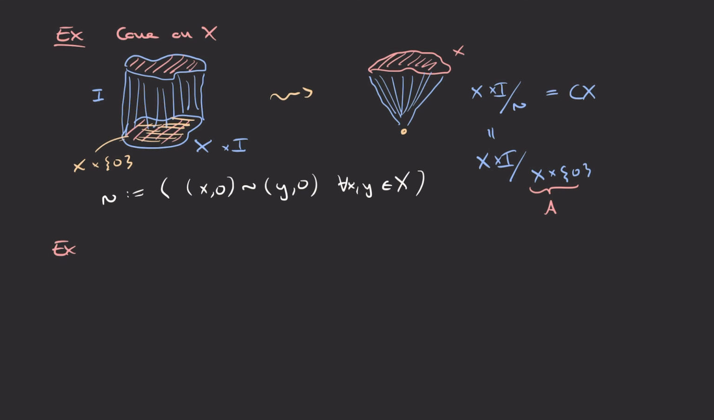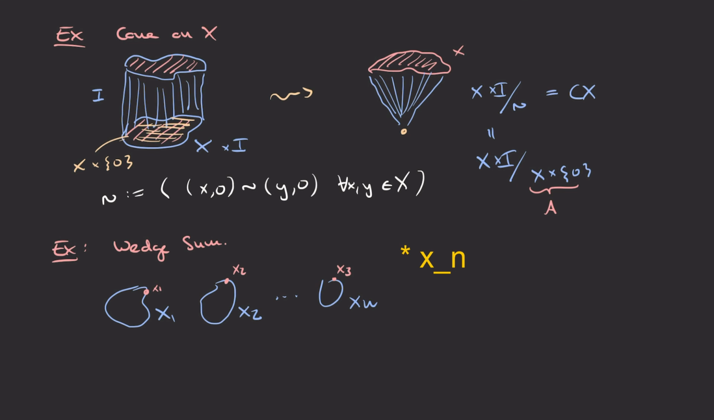Okay, and now for our final example, we'll consider what's called the wedge sum. For this, we take some spaces x1, x2, and so on, up to xn. For each space x, we declare some base point, so this would be small x1, small x2, and small x3. Their wedge sum is defined to be the quotient of the disjoint union of these spaces by the equivalence relation that identifies these base points.